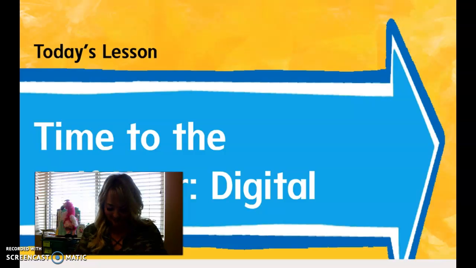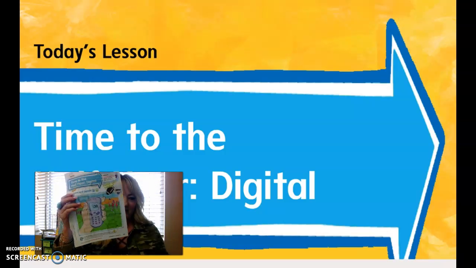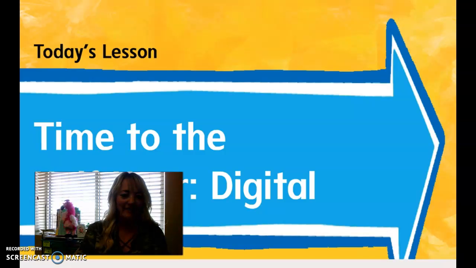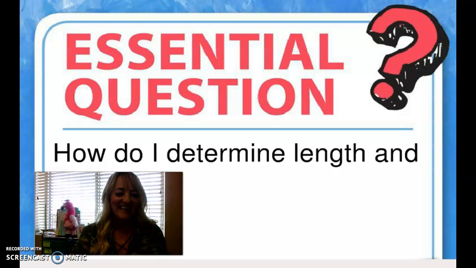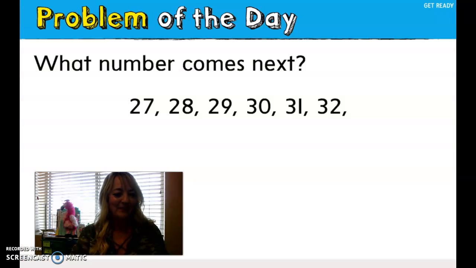Today we'll be doing lesson number 8. It looks like this. This is called Time to the Half Hour on the Digital Clock. There's the bell. How do I determine length and time? What number comes next? 27, 28, 29, 30, 31, 32.